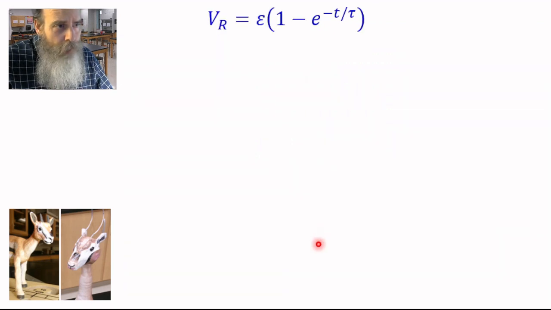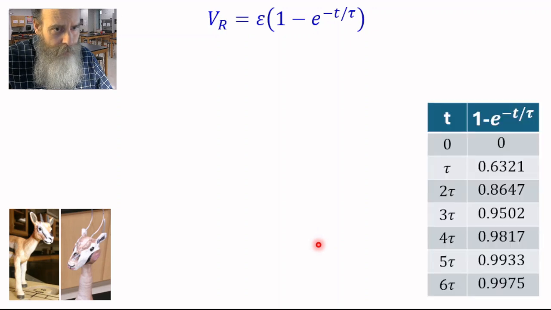Now let's look at the voltage across the resistor. It is the EMF times this factor, 1 minus e to the negative t over tau. Let's look at that factor, 1 minus e to the negative t over tau, for different values of t, from 0 up to 6 tau. Starts at 0 and then gets closer and closer to 1.